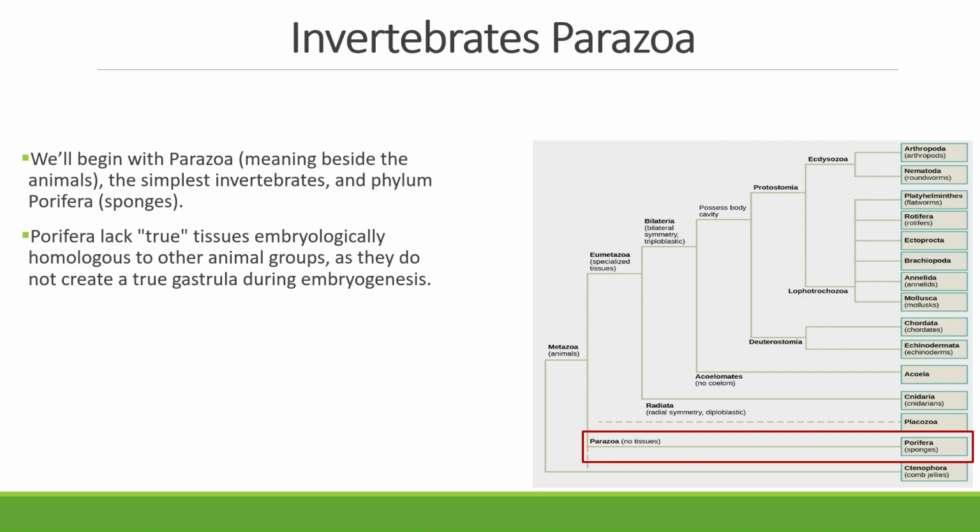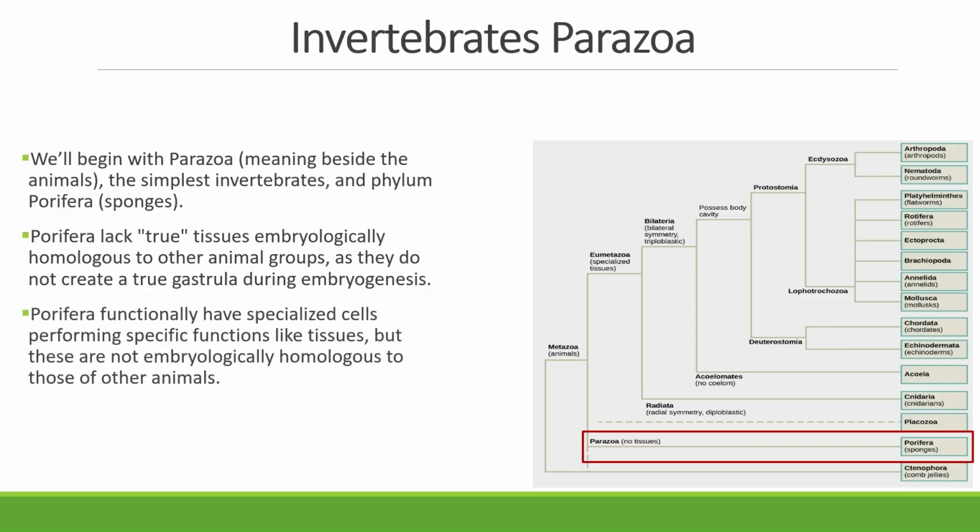This is something we went over in our animal diversity presentation. However, they do have specialized cells that perform distinct functions in a way that looks and acts very similar to tissues. The important point is that these specialized cells are not derived from the same embryonic germ layers or developmental processes that produce tissues in more complex animals.